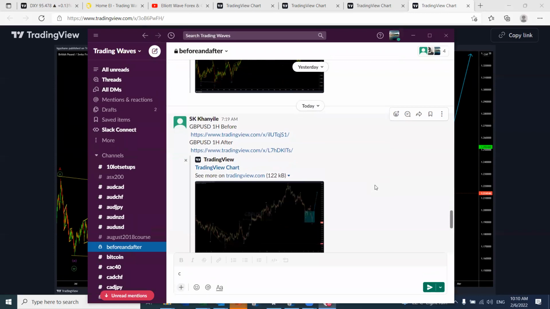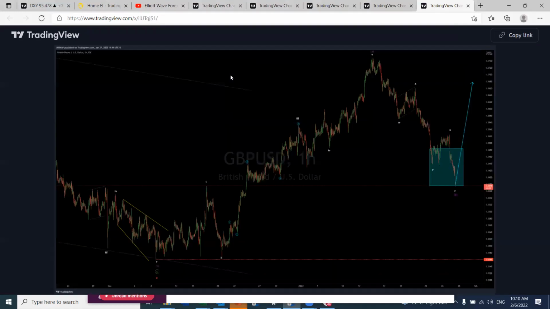Now let's have a look at some of the US dollar pairs. This is a 1-hour chart, pound US dollar. Look at how we forecasted that this was going to make a reversal from the blue box. What is the basis of this? Have a look at this one here. Now, look at this chart here.